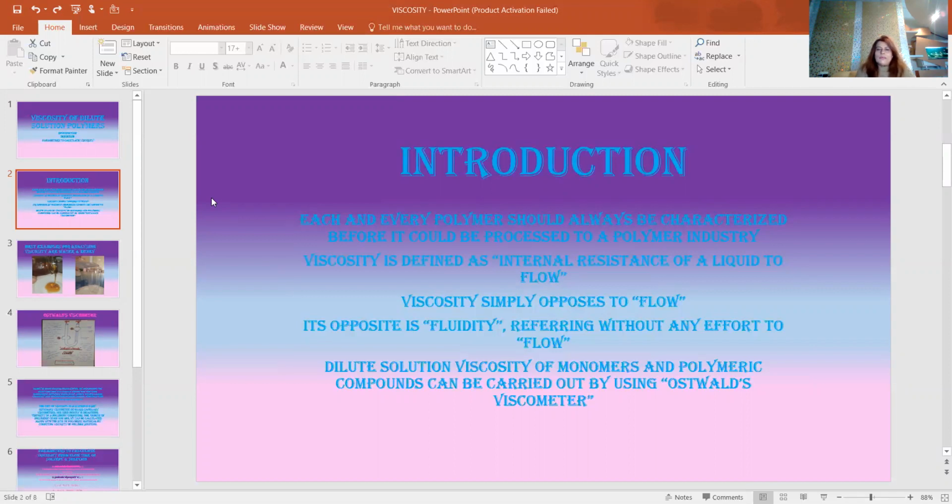Now, dilute solution viscosity of monomers and polymeric compounds can be carried out by using an Ostwald viscometer. Yes, we can compute the viscosity of monomeric compounds and of polymeric compounds, polymeric resins, by using this wonderful instrument called the Ostwald viscometer, which is U-shaped and has two bulbs. We can refer to them as bulb A and bulb B, and the solution is filled inside it.